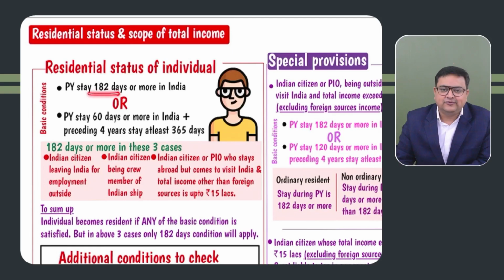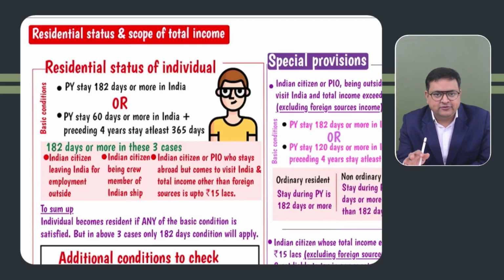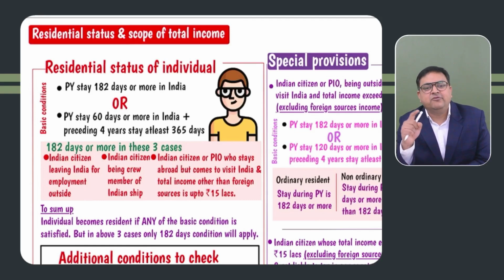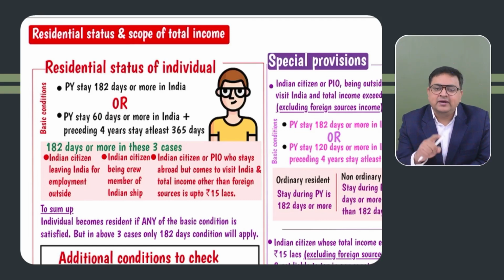If the 182 days condition is not satisfied, then you can see the second condition also. The second condition says the stay during the previous year in India. Whenever we say in India, it could be in any part of India, including the territorial waters of India. Correct? And the day of arrival as well as the day of departure, both should be included as a stay in India.